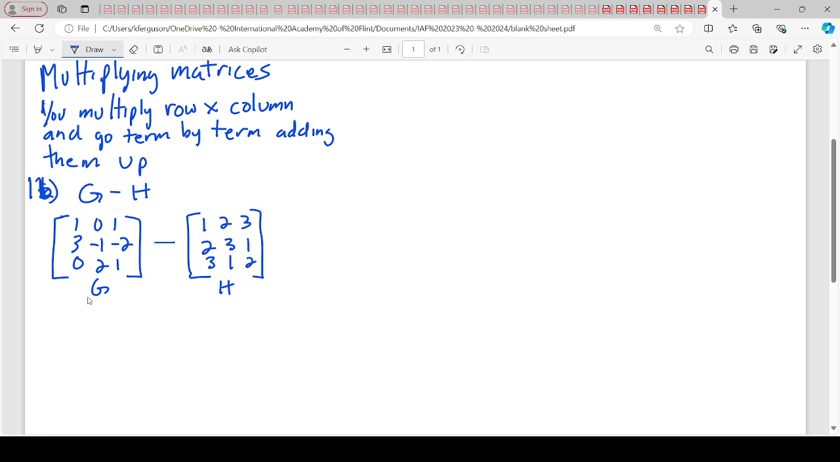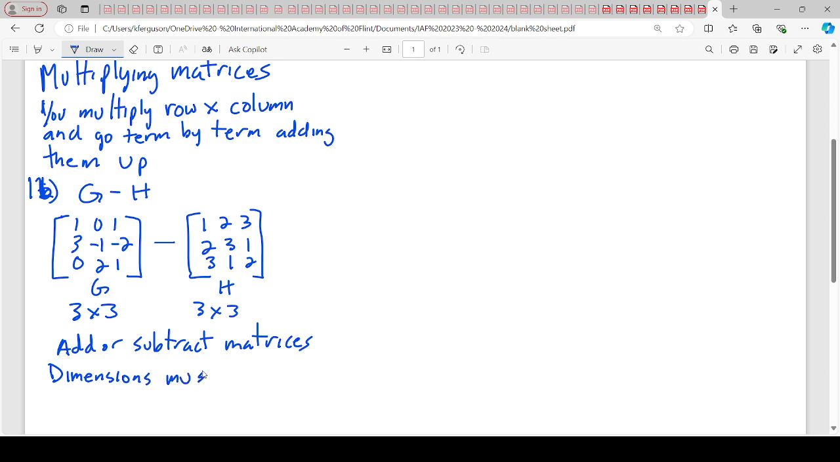So we start with looking at the dimensions. This is a 3 by 3 matrix, 3 rows by 3 columns. And this is a 3 by 3 matrix. So when adding or subtracting matrices, the dimensions must match. And that's going to give me a corresponding 3 by 3 matrix.